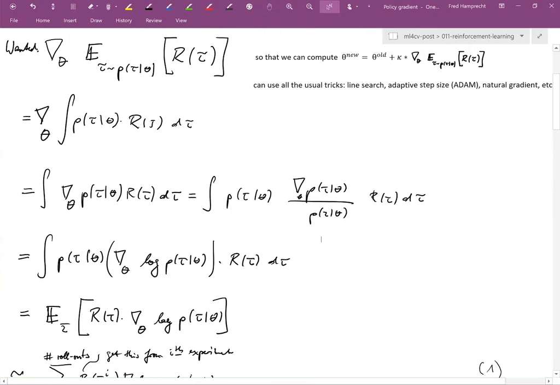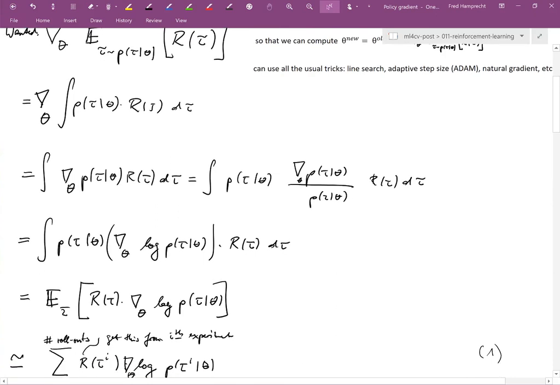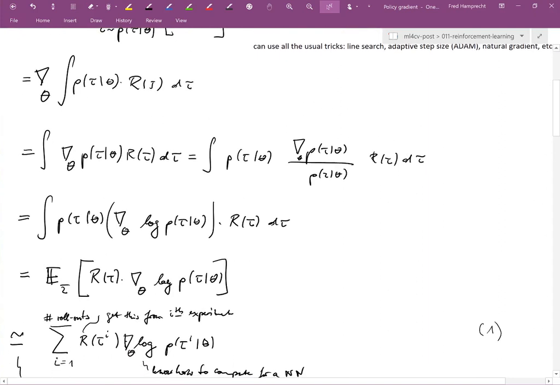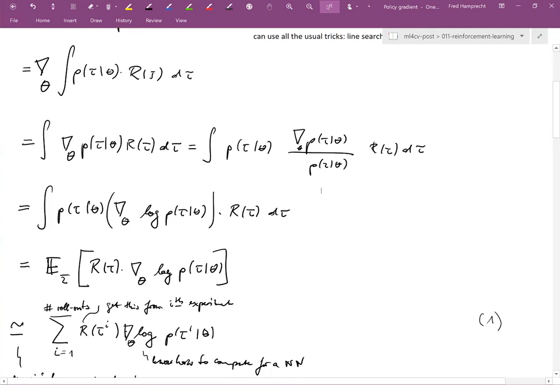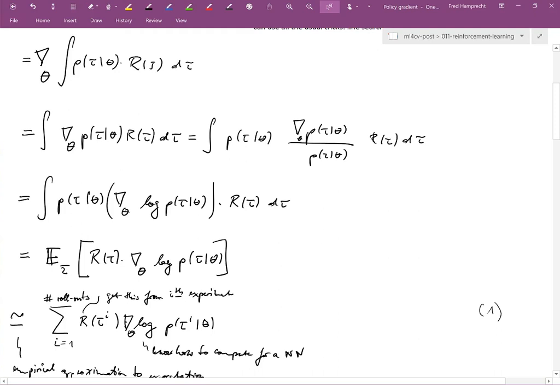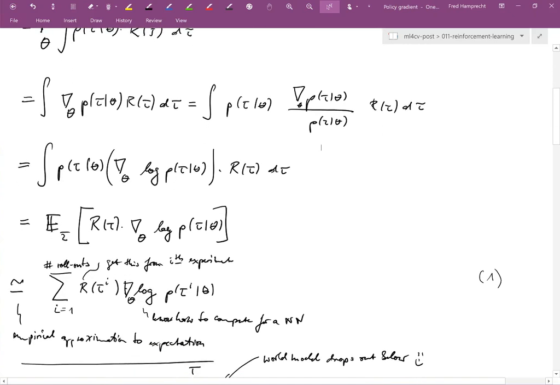Okay, so this is how far we got, and then this can again be written as an expectation, which is now approximated empirically rather than taking an expectation over all trajectories. We just sample trajectories and then sum over the rewards that we find in these trajectories. So here we have a summation over the rollouts indexed by i. Each rollout gave us a particular reward, and we can also for each rollout compute this second term here, the gradient of the log probability.